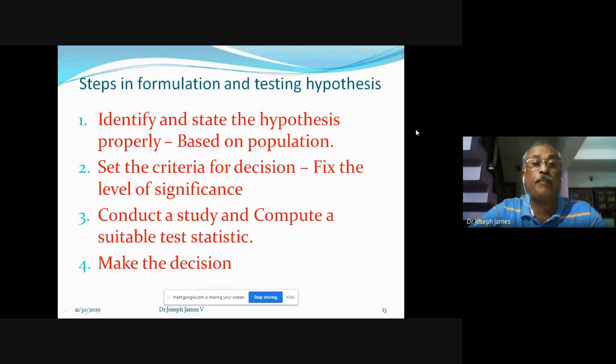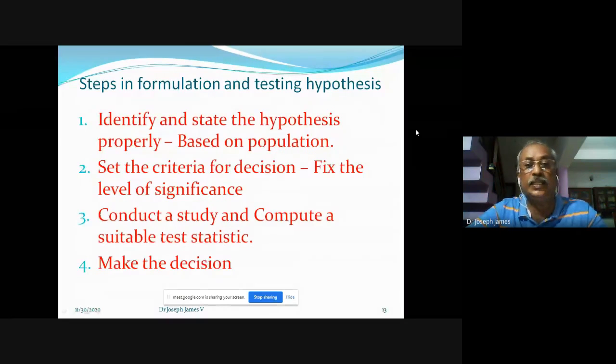And the second step is to set the criteria for decision. That is to fix the level of significance. That is the tolerance limit within which our decision should fall, or the tolerance limit within which our sample statistic should fall, so that we can make a generalization with respect to the population. Such a tolerance limit is to be fixed as the level of significance.